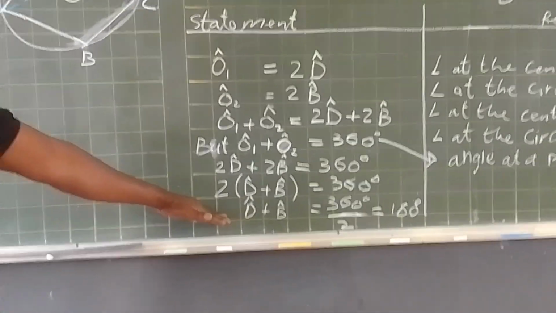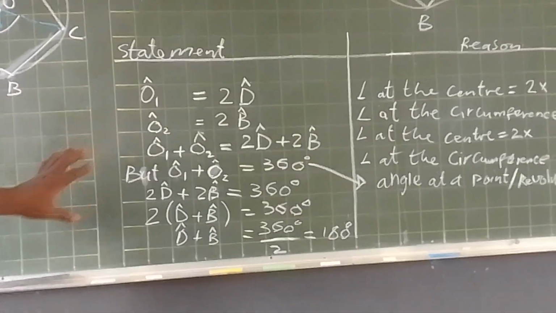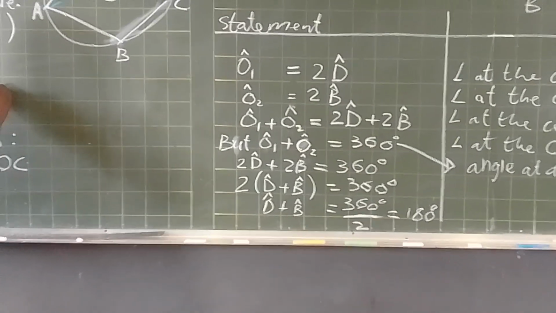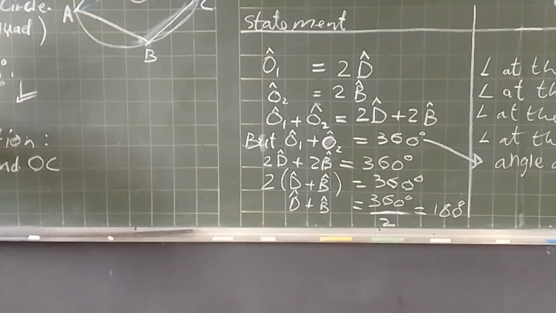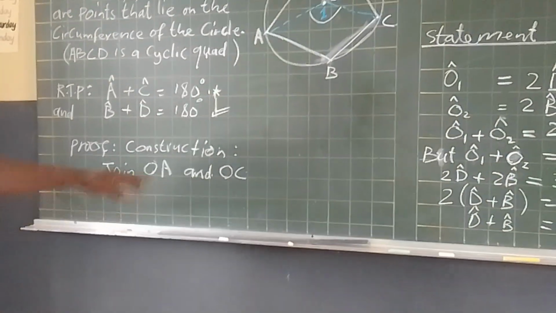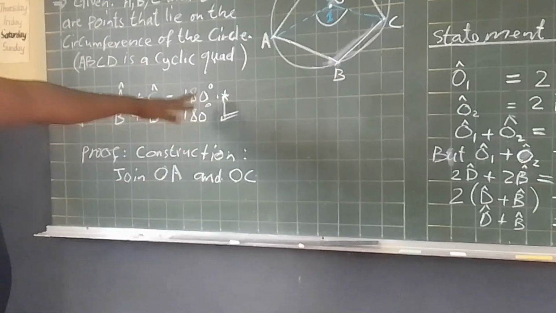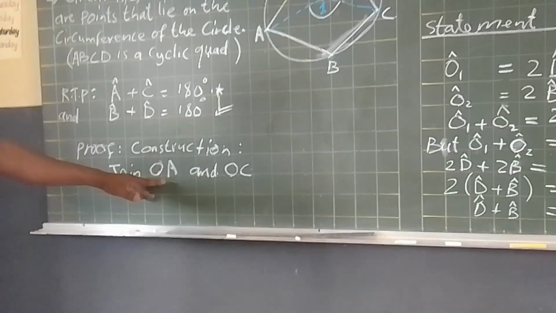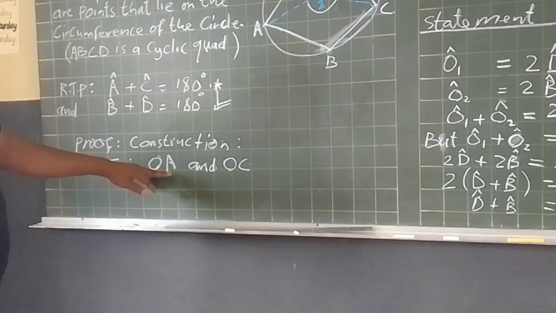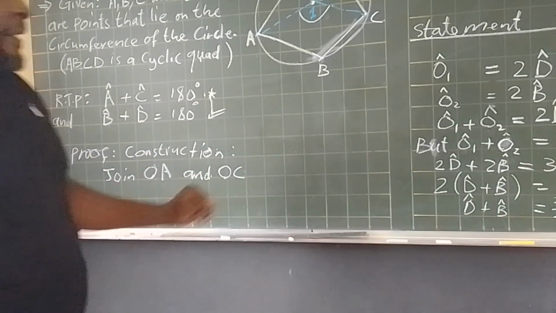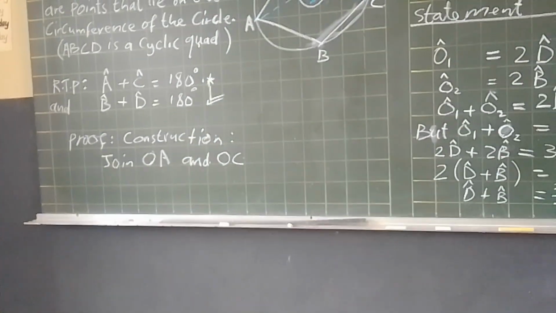Now this is proven, so you can prove that this is what we have proved. Now we are left with this one. This one you can do the same. You can say similarly, construct, join OB and OD. This is one part we have proven.